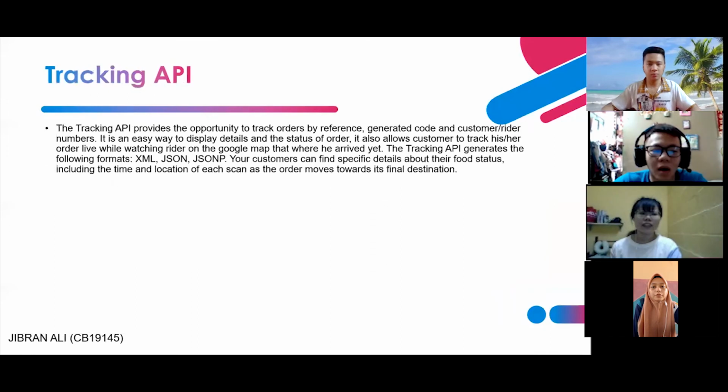The tracking API is used because the tracking API provides the opportunity to track orders by reference, generated code, and customer or rider numbers. It is an easy way to display details and the status of an order. It also allows customers to track their order live while watching the rider on the Google map to see whether he has arrived yet. Your customers can find specific details about their food status, including the time and location of each scan as the order moves towards its final destination.